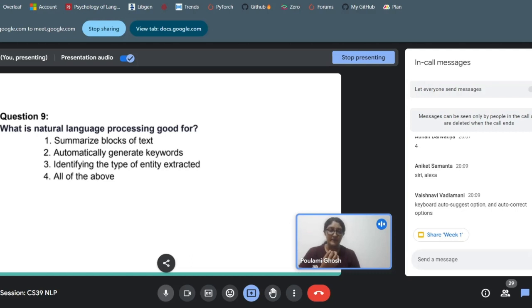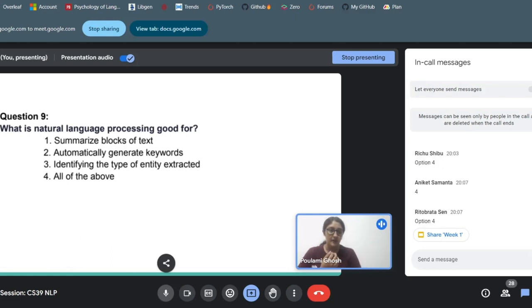Makes sense. So Vaishnavi has said keyboard auto suggest and autocorrect. Yes, that is something we encounter. Whenever we are chatting or typing, we see suggestions automatically made by the keyboard. So that is there. How about others?